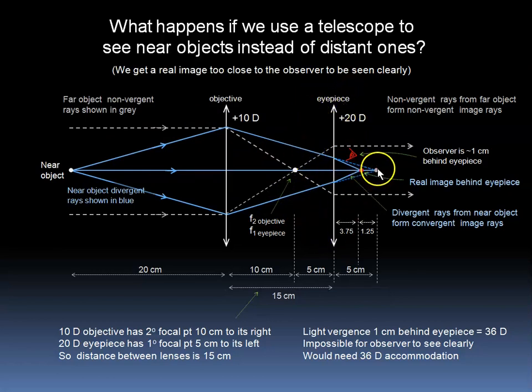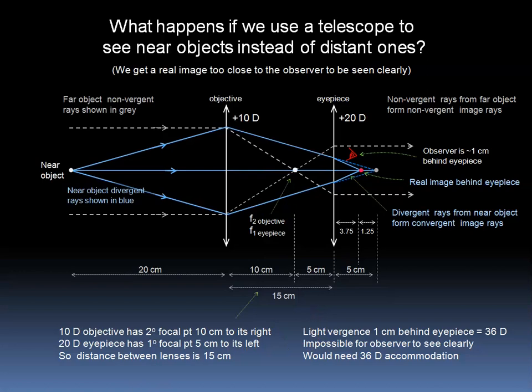Here we have the image point created by the first lens if the second lens were not there. The first lens here and the second lens here. But with the second lens in place, the final image has been shifted. Doing the calculations for an object that's 20 centimeters in front of the objective, we end up with a real image which is located here in this diagram, so that an observer who is about 1 centimeter behind the eyepiece will have to use 36 diopters of accommodation in order to see it clearly.